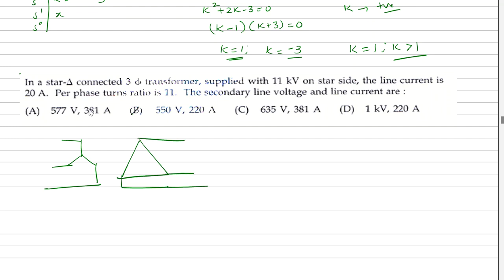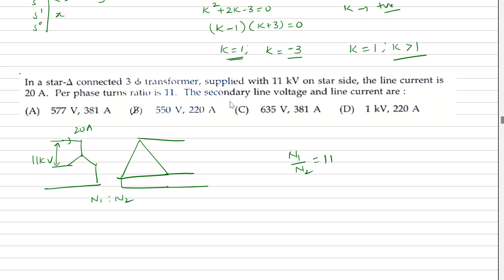Now star is the input, output is delta, three-phase transformer supplied with 11 kV. So they mention 11 kV as the voltage between the two phases. It's the line voltage they represented on the star side. The line current is 20 amperes, so this will be 20 amperes given data. Per phase turns ratio, that means N1 by N2 will be what? It is going to be 11.